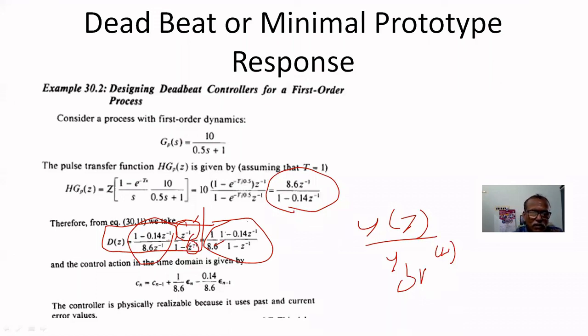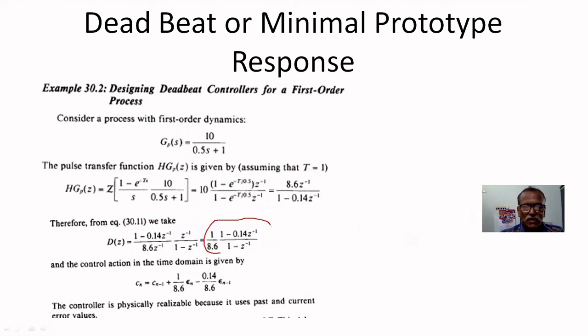There are no positive powers of z in the numerator, that's why this is physically realizable. If you realize that, you will get C of n equal to C of n minus 1. This is the controller. If you cross multiply, you will get C of n for this one. For z power minus 1, it becomes C of n minus 1. If you cross multiply this, it equals 1 by 8.6.